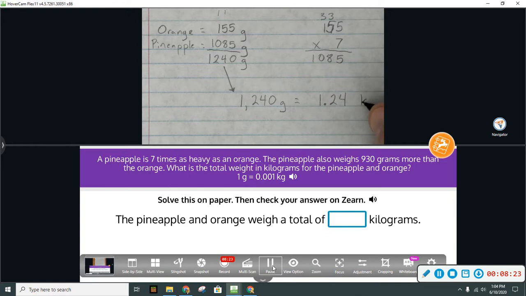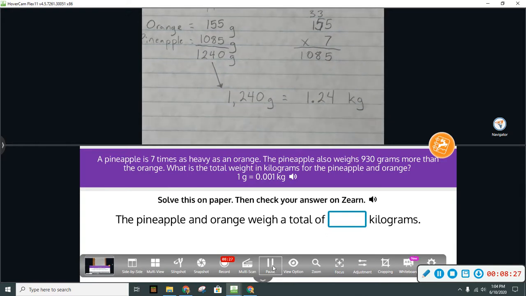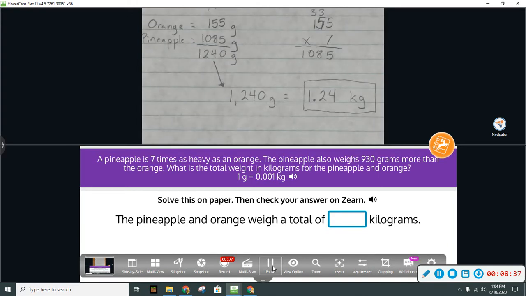So the final answer, after we draw a tape diagram, after we do some algebraic thinking, after we look at our conversion from grams to kilograms, the final answer should be 1.24 kilograms.